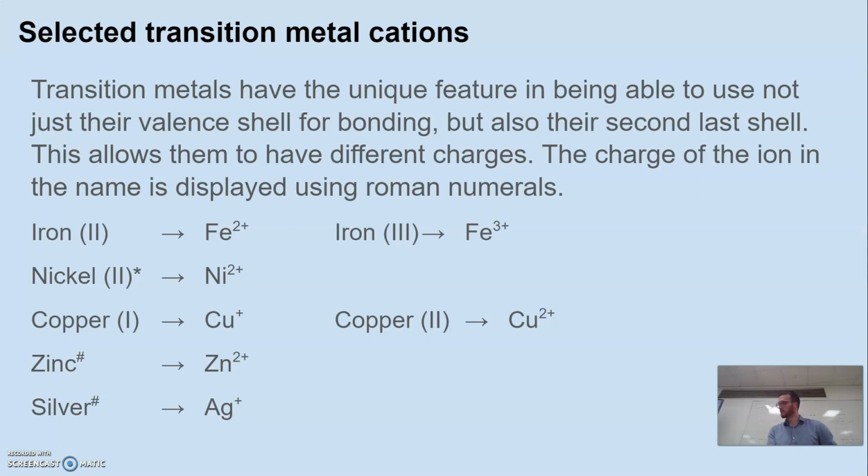Copper's got 2 different states, copper 1 and copper 2. Zinc and silver only have 1 oxidation state that we know of, or charge. And so zinc is 2+, silver's 1+. Given that it only has 1, we don't have to specify for those the Roman numerals, whereas we do for the others. Are there any questions about that?